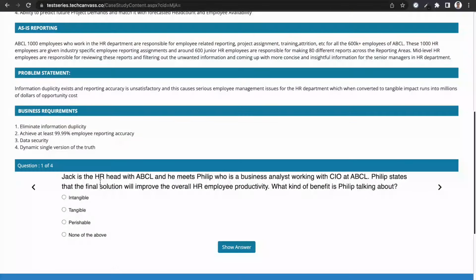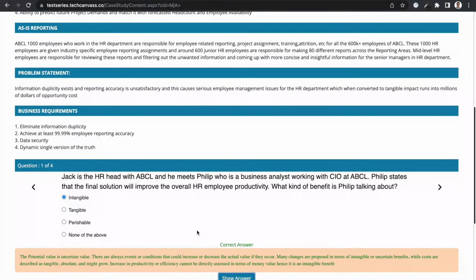Let's look at the questions and understand what could be the right answer. Jack is the HR head with ABCL and he meets Philip, who is a business analyst working with the CIO at ABCL. Philip states that the final solution will improve the overall HR employee productivity. What kind of benefit is Philip talking about? This question is talking about one type of benefit. Let's take an example answer and check if it is right. So yes, intangible is the correct answer here.